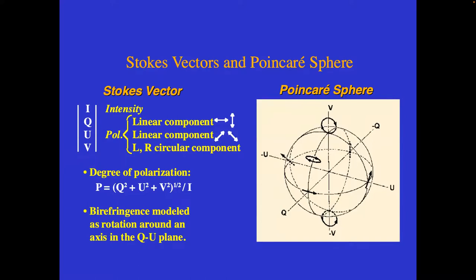Let's try and gain a little insight into what this bioprinting does to the polarization state. A very useful way of looking at that is the Poincaré sphere. This is a sphere, and each point on the surface of the sphere indicates a polarization state. So at this point I have a minus U polarization state. Here I have a plus U, minus V, plus V, U, minus Q.